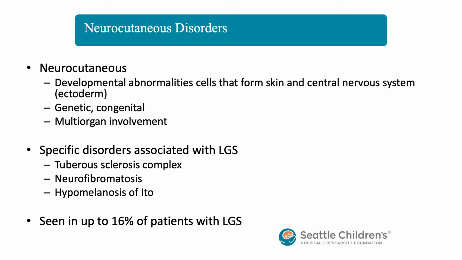Most neurocutaneous disorders are genetic, whether they're inherited from a parent or a spontaneous genetic problem. They're all congenital, meaning it starts when the baby is a fetus and doesn't happen after they've been born. And most of them involve lots of different organ systems. There are about 5 neurocutaneous disorders we talk about, but 3 are more commonly associated with seizures and LGS. Really, tuberous sclerosis complex is the one that's most often associated with it. And actually, a large group of kids with LGS have a neurocutaneous disorder.